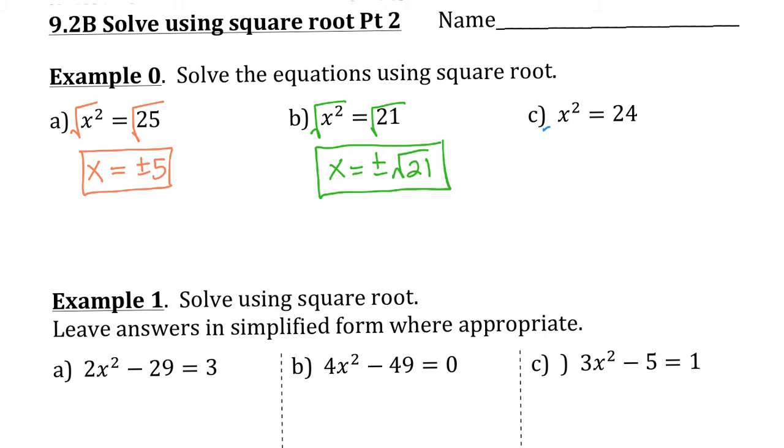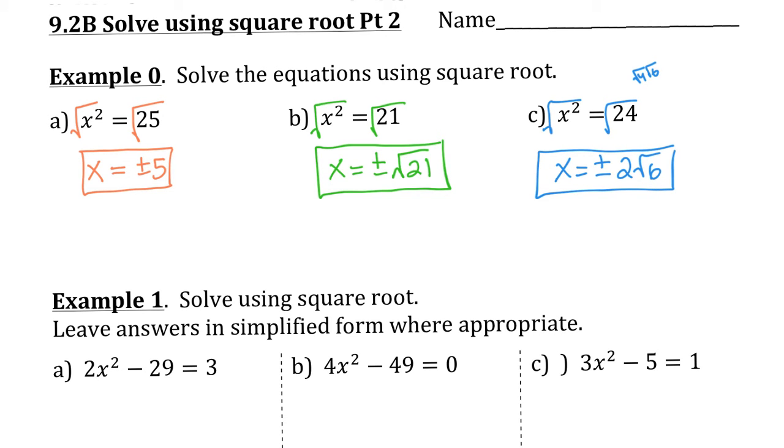Okay, let's do one more. Square root, x equals, I'm going to get a positive and negative because of the x squared. The square root of 24 is irrational, but it does simplify because I could do 4 times 6, so I would get positive negative 2 square root 6, or I would say x equals 2 root 6 and negative 2 root 6.